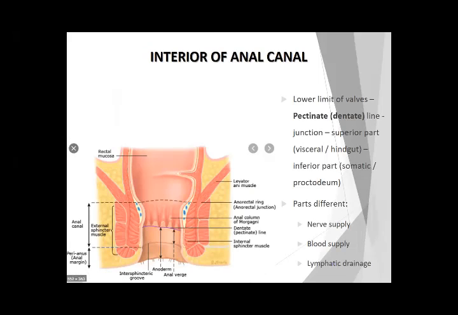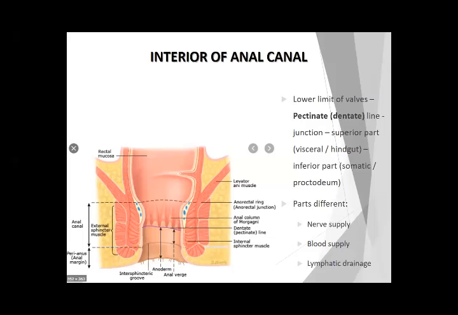Continuing with the interior of the anal canal. This is the zigzag line, the line where you have the anal valves. This is the lower limit of the anal valves. The blue line is the lower limit of the anal valve. This is a very important line, which is called the pectinate line or the dentate line. Extremely important. You may get a question: give the importance of the pectinate line.